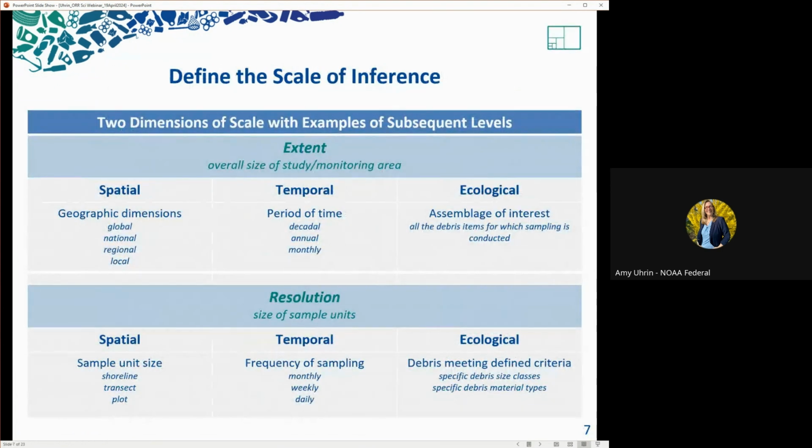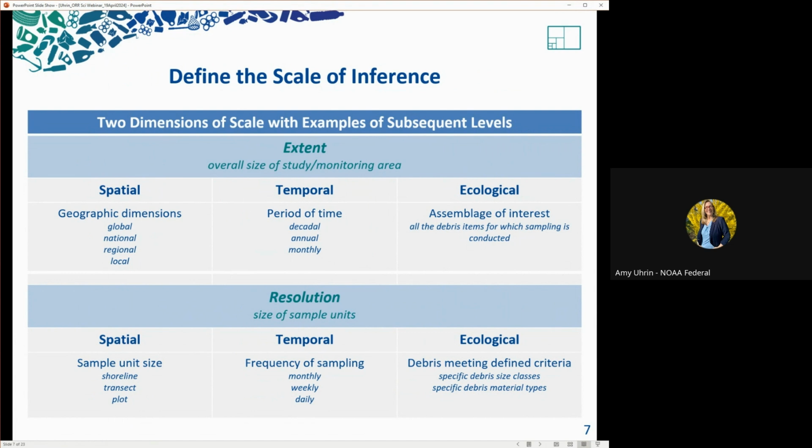So I just mentioned scale of inference, and it has these two dimensions, which are called extent and resolution. So what are they? Extent is the overall size of your study area, or in this case, the overall size of your monitoring area. And resolution deals with the size of the individual units of observation, or the sample units, if you will. And both of these dimensions of scale must be considered at three different levels. You've got spatial, temporal, and ecological.